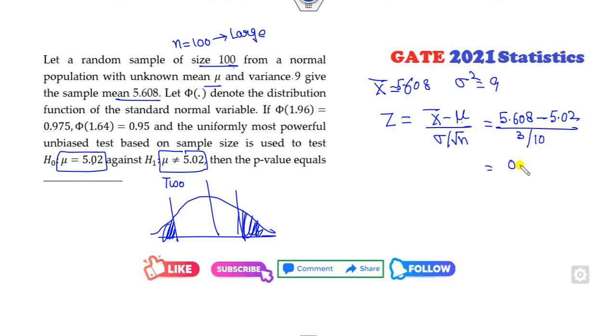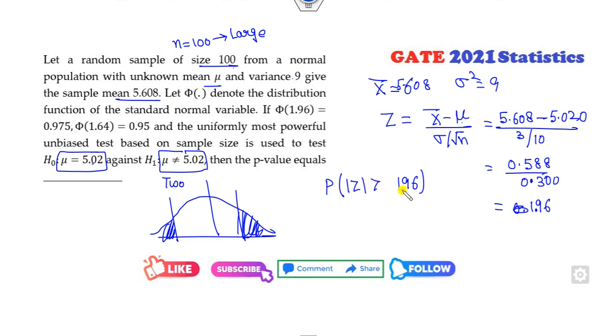So it is 0.588 divided by 0.3. Fine. So this number is 1.96. So it's a two tail, so I have to write it as 0.1. Fine. Is it okay? Is it 1.96? Yes, it's 1.96. Sorry, it's a decimal, it's 1.96. Fine, so it's 1.96.